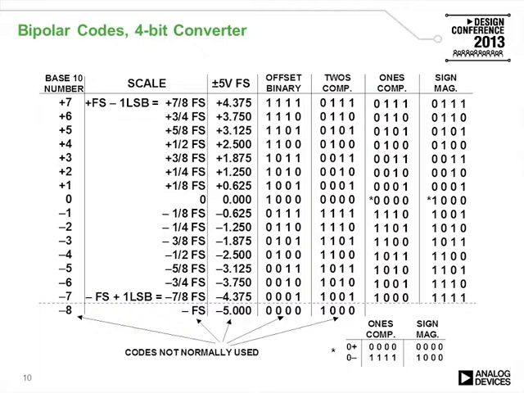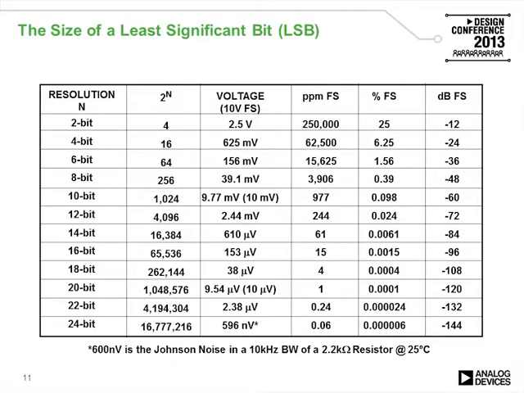There's many ways to do this. The two more popular are offset binary and two's complement. You have to understand which one you're looking at. They're related, so it's easy to convert between one and the other, but you have to understand which one it is you're actually using. This is a very important slide.